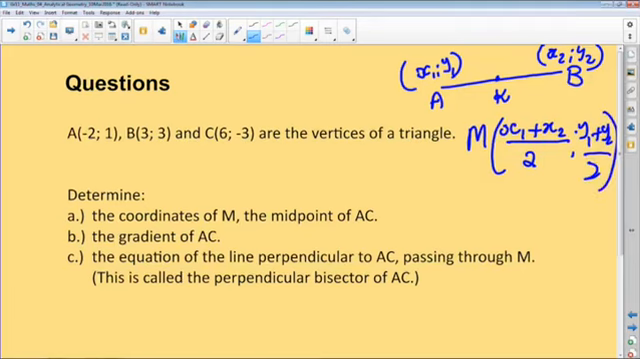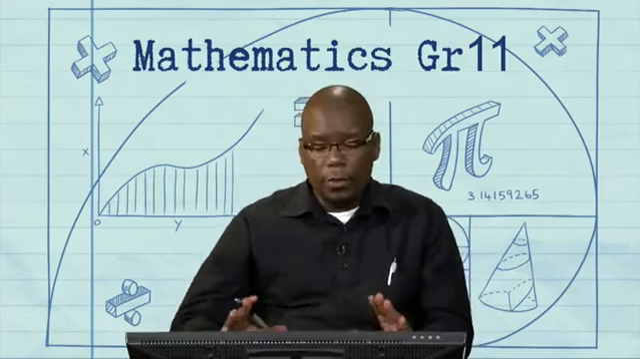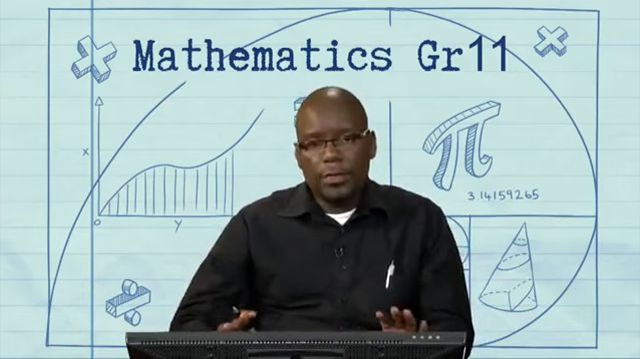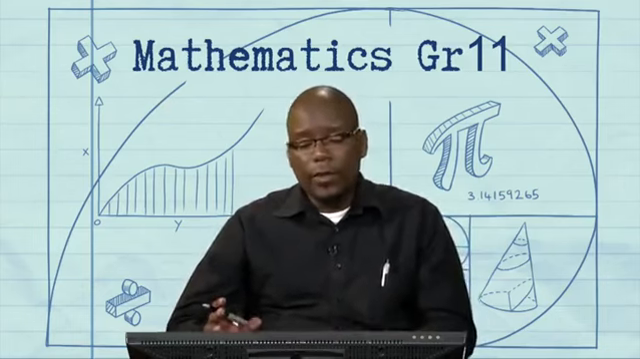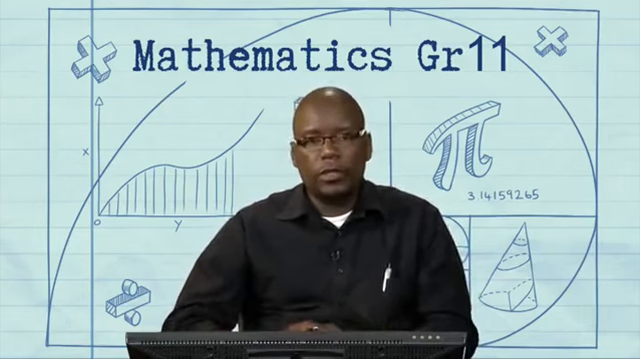So that's your midpoint. And then I would like you to work out the coordinates of the midpoint, the gradient of AC, and the equation of the line perpendicular to AC and passing through M. This is called the perpendicular bisector. Just a reminder that the line that bisects it perpendicularly is a perpendicular bisector. So I'm going to give you this problem. You take some time, we'll go for break, and when we come back, we tackle this question.